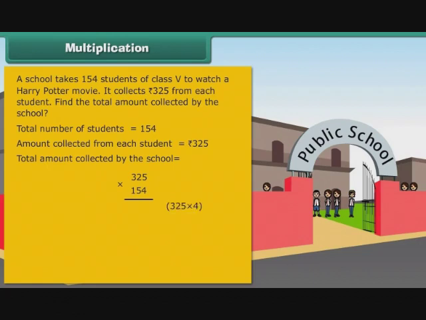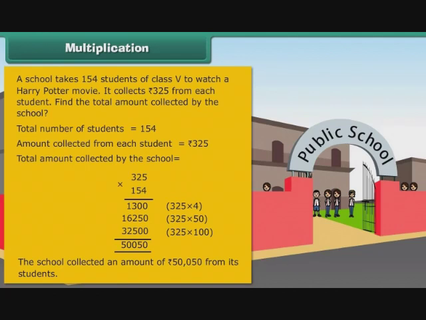First we multiply 325 by 4. Then we multiply 325 by 50. Finally, we multiply 325 by 100. We add the three products to get 50050. Therefore, the school collected an amount of rupees 50050 from its students. Now let us estimate the product of two numbers.